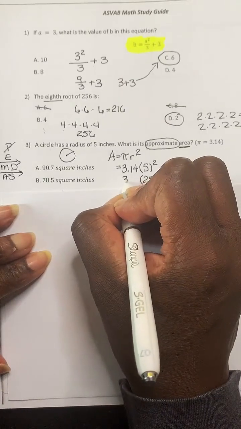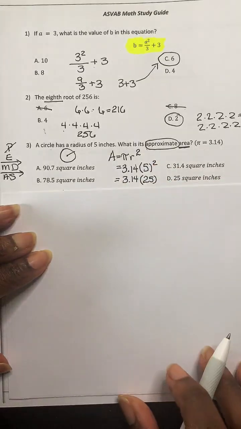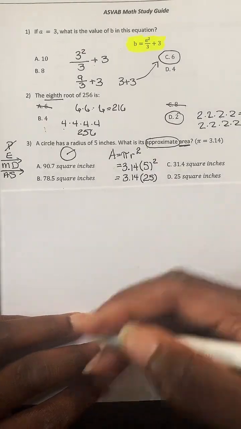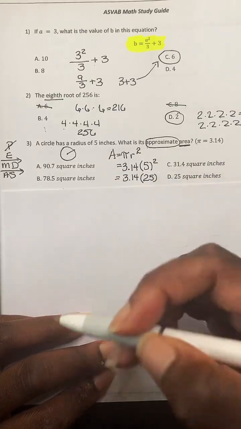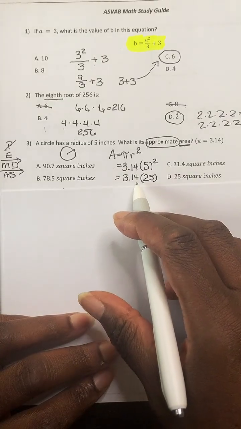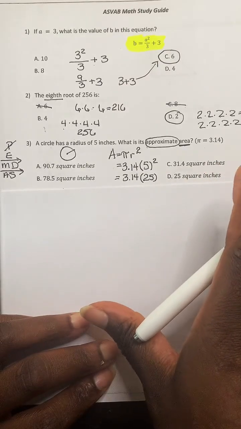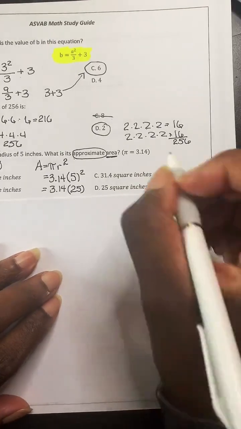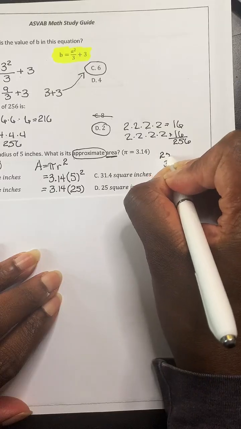So now we have our 3.14 times that 25. Now, instead of multiplying all of this, because they're saying approximate, why not round it? Why not round that 3.14 to just 3? Just so we can get a rough idea where the answer will be. So this is what I mean. You will take your 3 and you will multiply 25.